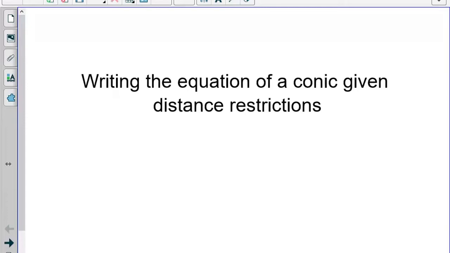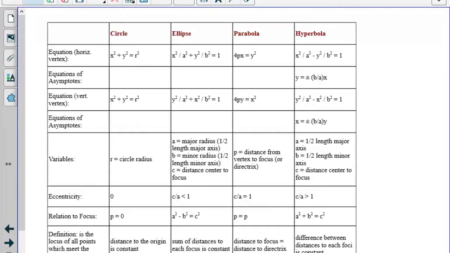This lesson is on writing the equation of a conic given distance restrictions. I'm going to try and make this go as quickly as possible, but I have 5 slides that we really need to go over in order to make sure you have every case covered, and some of these problems get a little long, so I'll do my best.